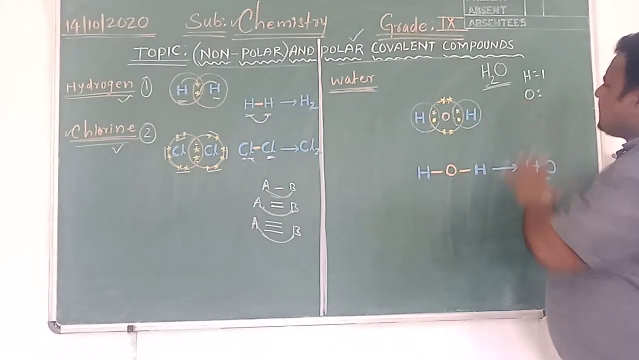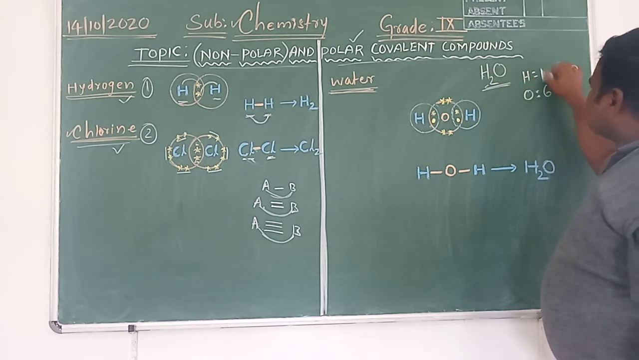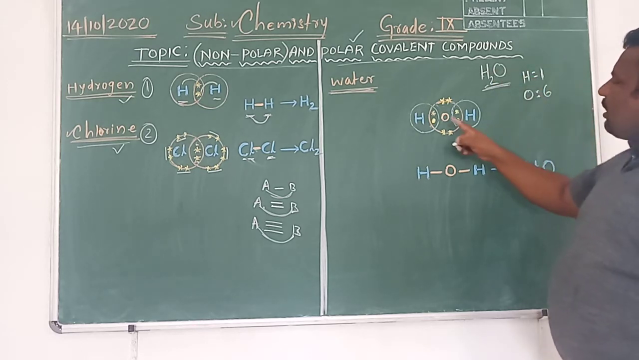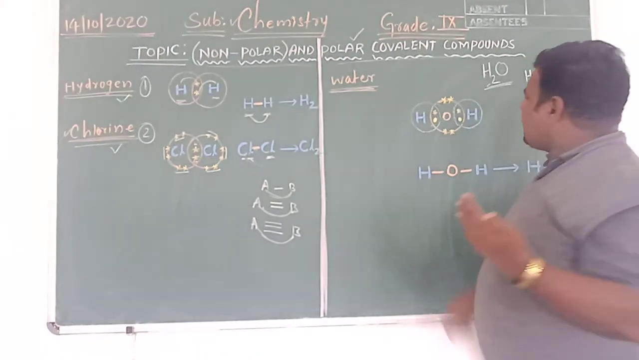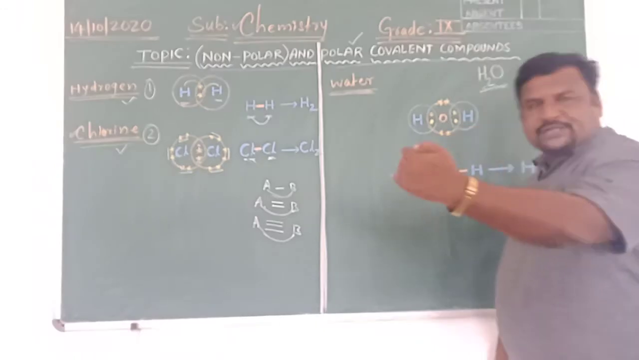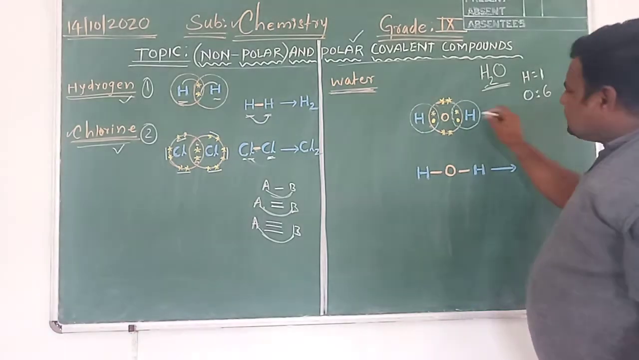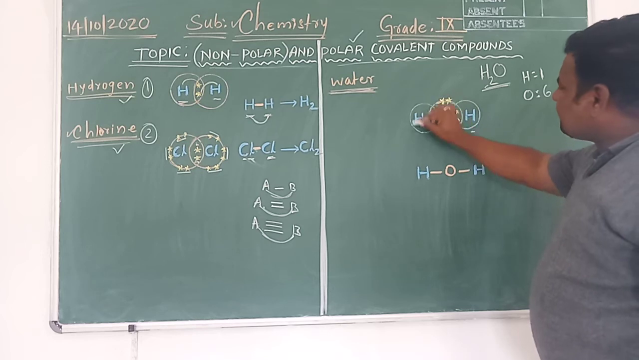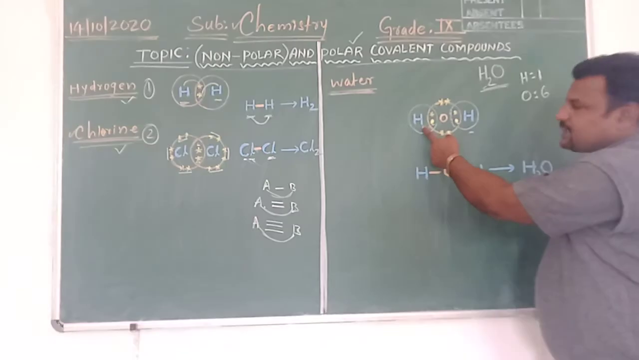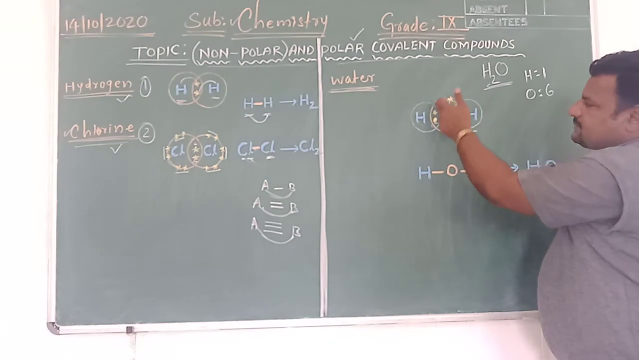The valence orbit of the oxygen atom has how many electrons? 6. The valence orbit of the hydrogen atom has 1 electron. So now, hydrogen wants to attain the duplet rule and the oxygen atom wants to attain the octet rule. So there will be a sharing, exchange of electrons. Now this hydrogen atom has what? 1 electron. And this other atom of hydrogen also has 1 electron. So the 1 electron of this hydrogen atom and the 1 electron of this hydrogen atom are shared with the atom of oxygen.